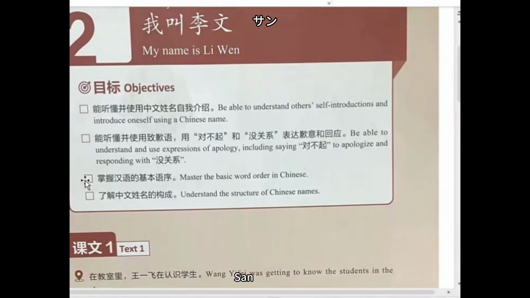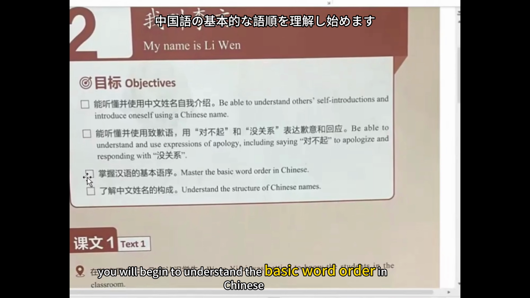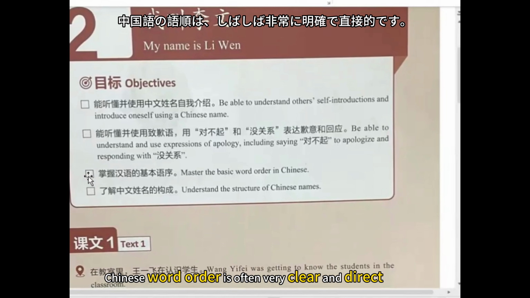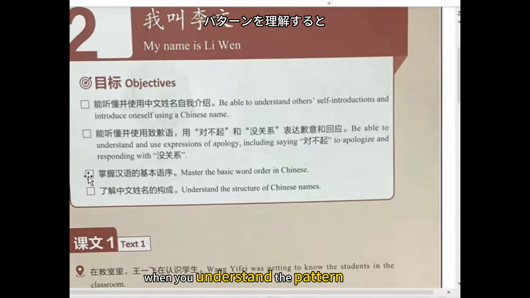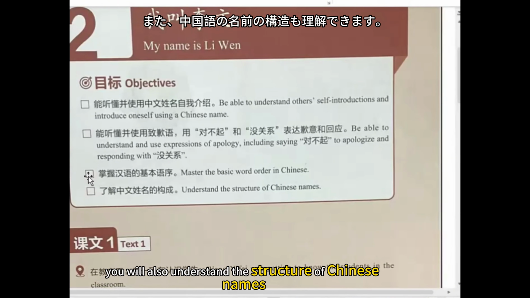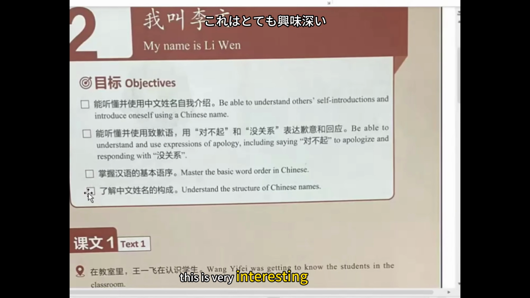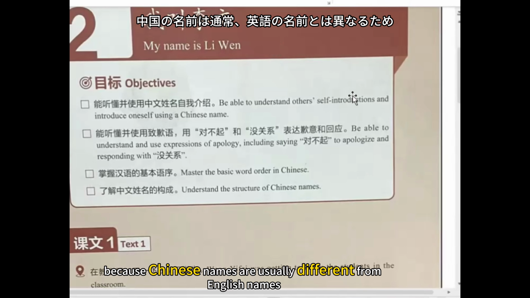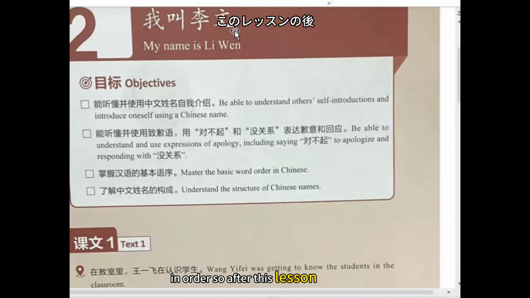Objective 3, you will begin to understand the basic word order in Chinese. Chinese word order is often very clear and direct. When you understand the pattern, it becomes much easier to speak. Objective 4, you will also understand the structure of Chinese names. This is very interesting because Chinese names are usually different from English names in order.